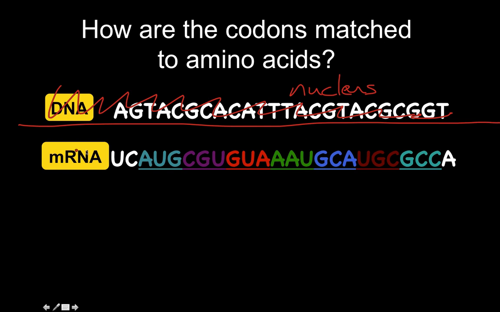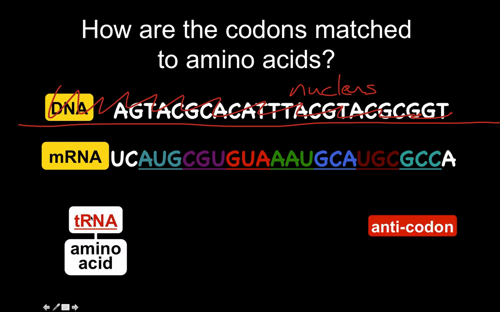Now this mRNA is out at the ribosome, and what we're going to have is our tRNA bring over our amino acids. So our tRNA is directly connected to an amino acid. Remember, the 3 base sequence of tRNA is called an anticodon. And we can't start until we get an AUG, which we have right here. So what should match up with an AUG if we're talking about RNA?